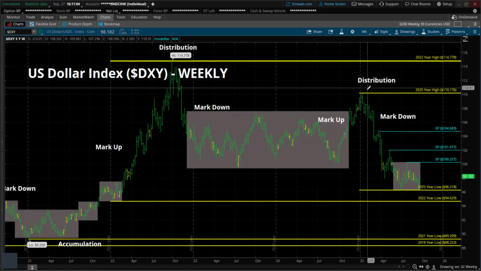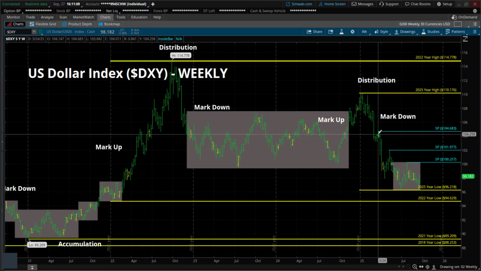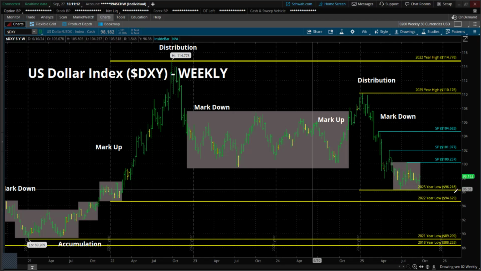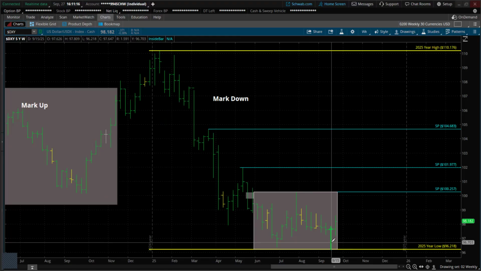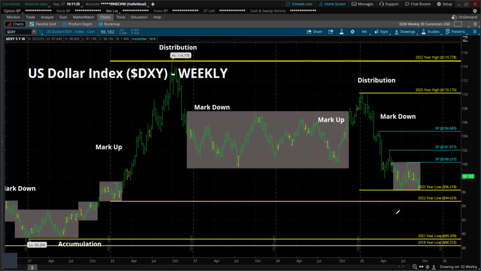This year, the top right, distribution, markdown phase, consolidation phase. Past week made the new low for the year. This was the prior low of the year. And that was the new low of the year. This is a huge consolidation. Building energy, resting, building energy for the next trend, whichever way it breaks out.